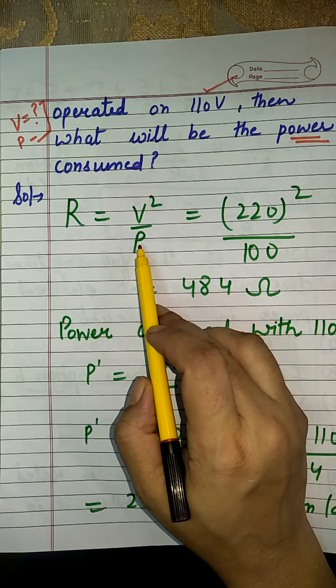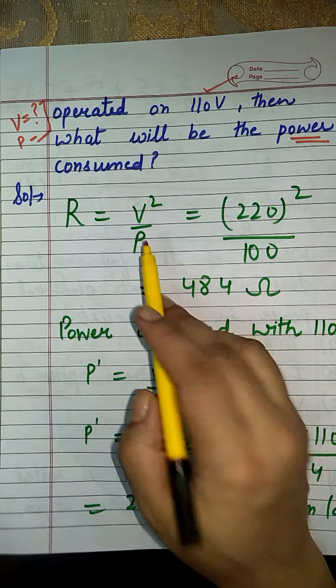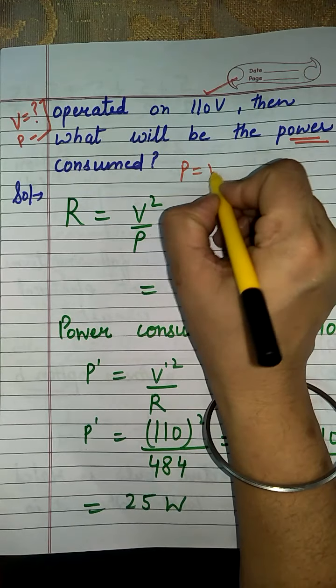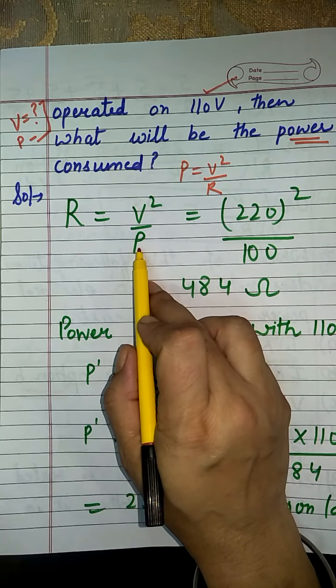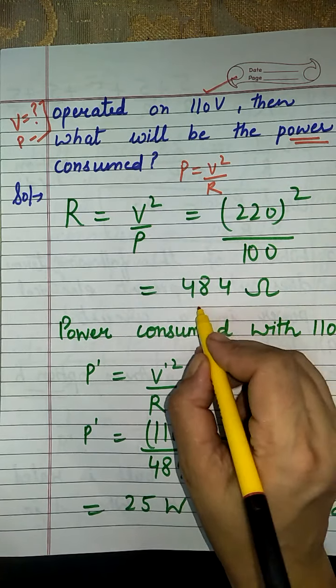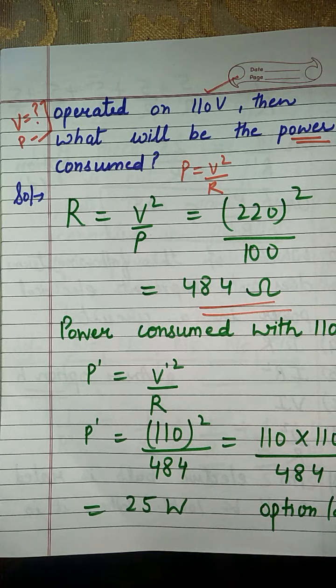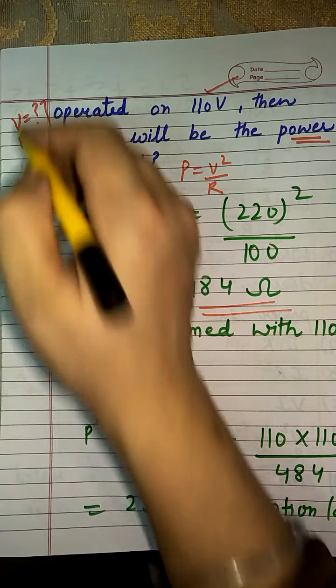So we know P is given by V square by R. P is equal to V square by R. So from here I have calculated R. R will come out to be 484. Please try to understand.